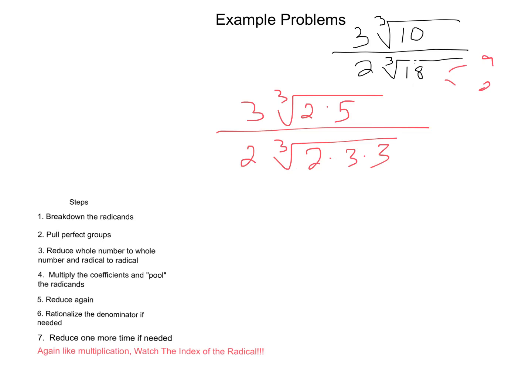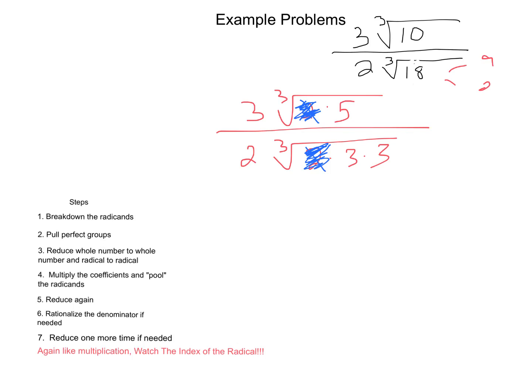All right, next step, pull perfect groups. Well, I can't. Reduce whole number to whole number and radical to radical. Well, the whole number is obviously 3 and 2, I can't reduce. But when I look under the radical, I can take out a set of 2's. So that'll make my life a little easier because now I don't have to deal with that. This isn't a multiply problem, so I don't have to worry about step 4. Reduce if possible, we can't, but now, here's the problem.